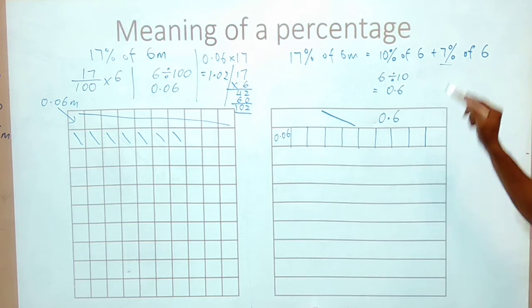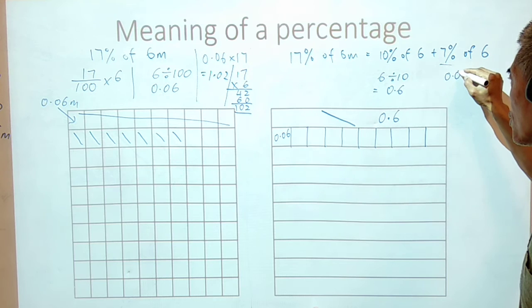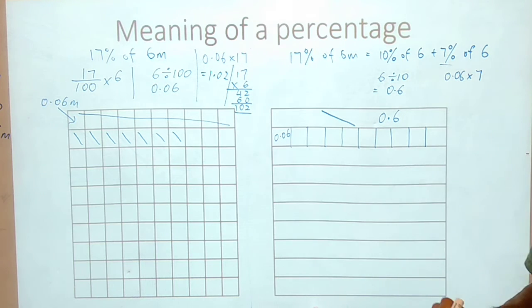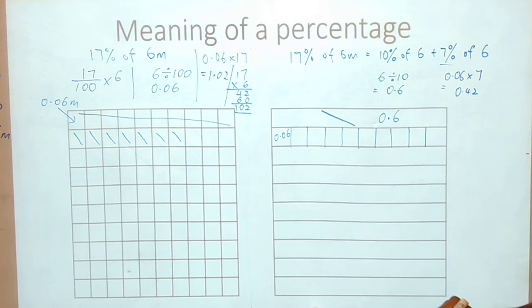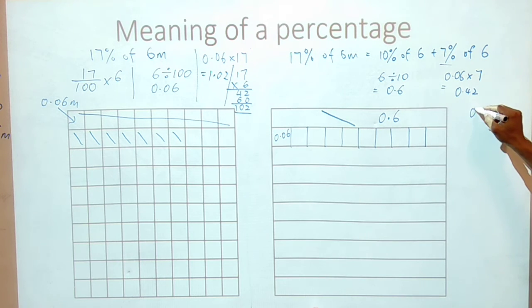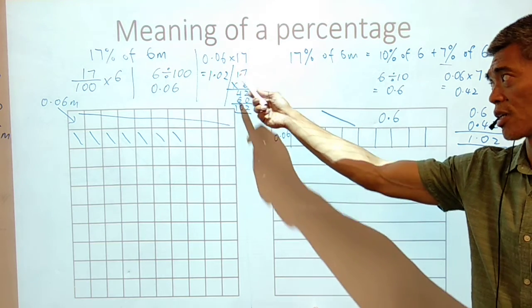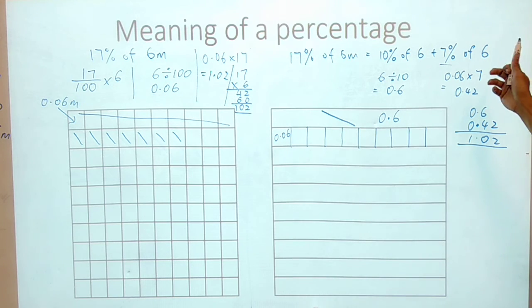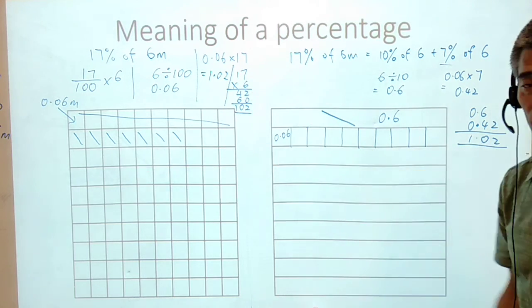Now what I want is 7. So 7 of these would give me a total of 0.06 times 7, and that gives me 0.42. So all I have to do now is to add 0.6 and 0.42. You get 1.02. Very much in the same way that you got this number over here, except that you have avoided having to multiply a 2-digit number with a single-digit number over here.